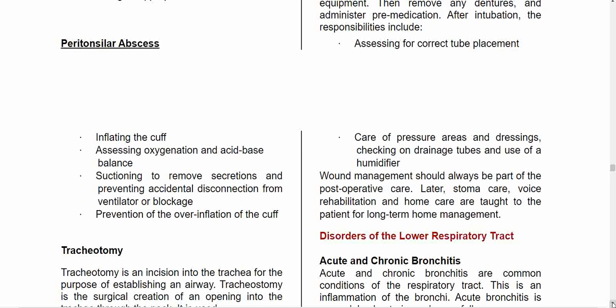Wound management should always be part of the post-operative care. Later, stoma care, voice rehabilitation and home care are taught to the patient for long-term home management.